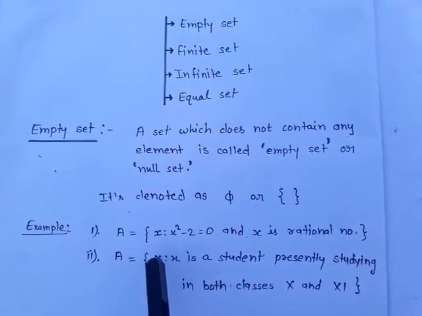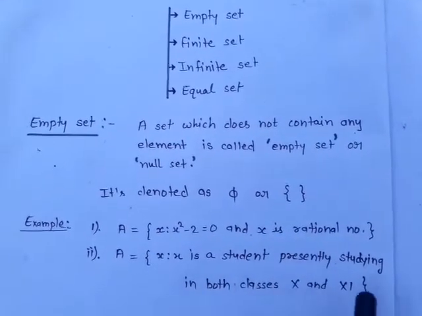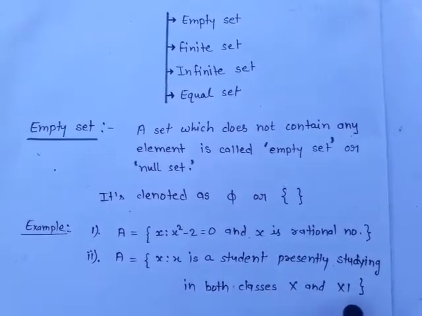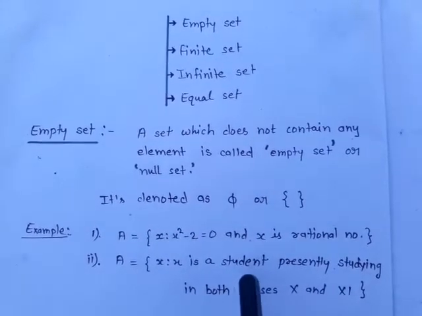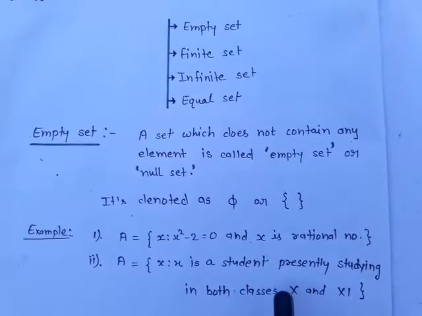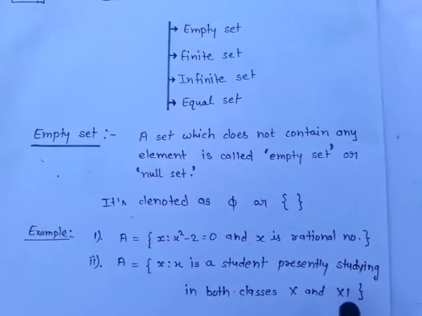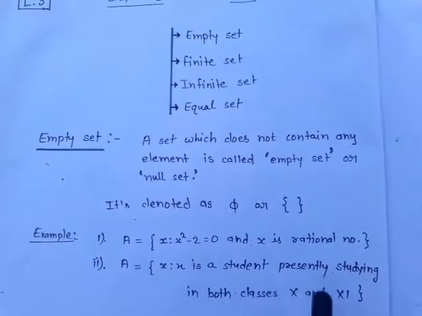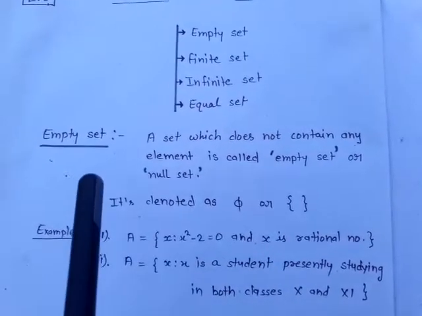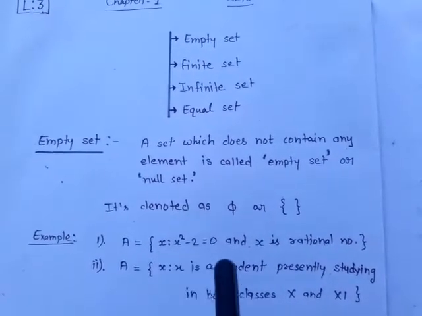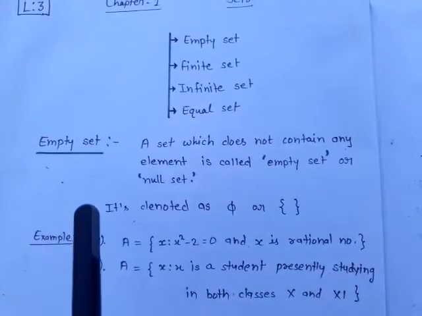Second example is {x such that x is a student presently studying in both class 10th and 11th}. If a student is presently studying in class 10, then studying in class 11 simultaneously cannot be possible. So there is no element in this set, so this set is an empty set. You can also solve many more examples on this.